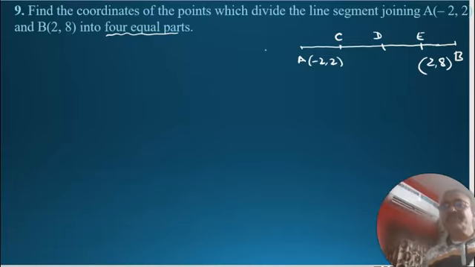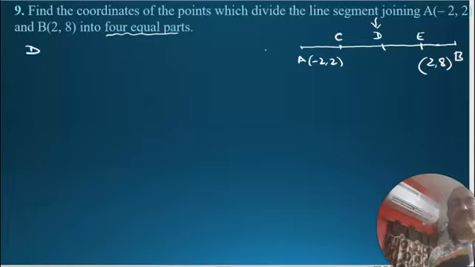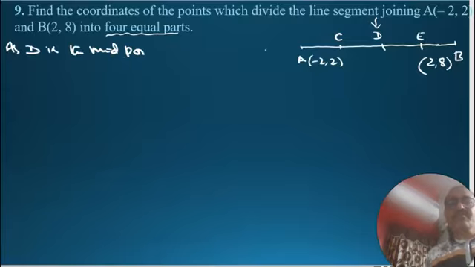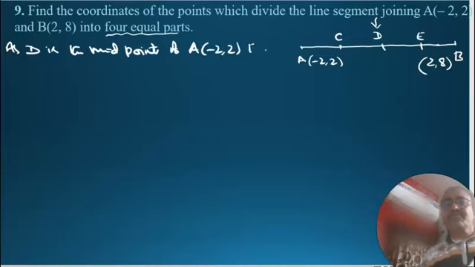Now thinking about D, see, D is the midpoint of AB, because these two parts are equal, and DE and EB are also equal. So D is the midpoint of A(-2, 2) and B(2, 8).